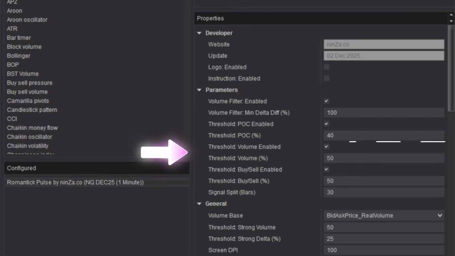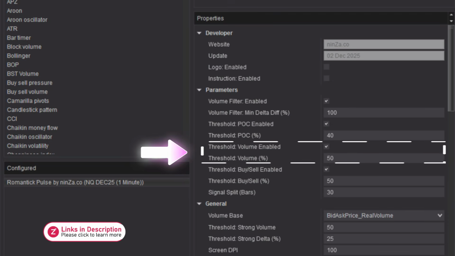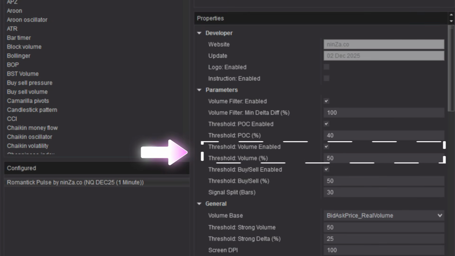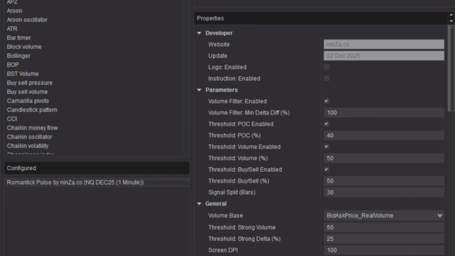Next, we have the threshold volume parameter. This setting defines the volume concentration threshold within the signal candle. In other words, it specifies where the order acceptance box should appear. This parameter determines the percentage zone of the candle where volume must be dominant for it to be considered valid. Once the volume concentration meets this threshold, the order acceptance box is created, highlighting the price area where the market shows the strongest acceptance and trading activity.